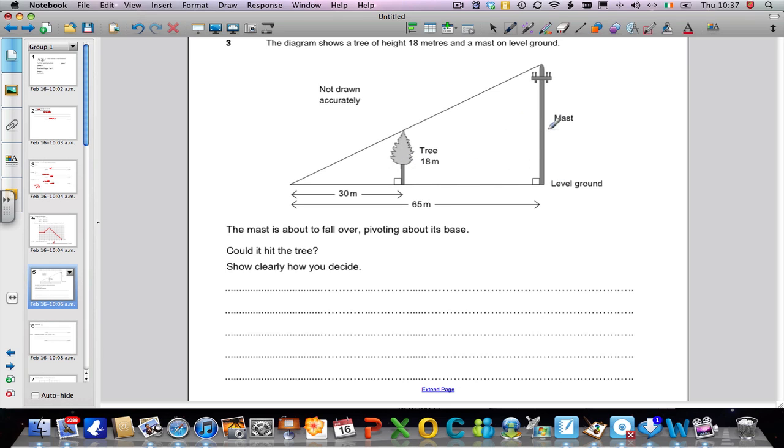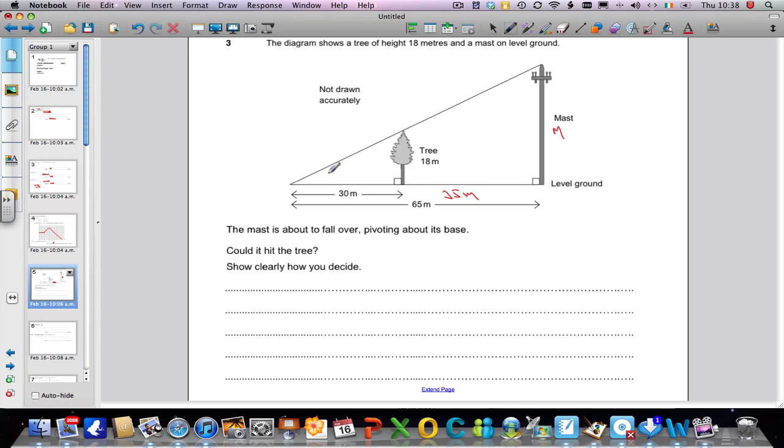So essentially, I need to know how tall this mast is. I'm going to call it M. And I need to see if this mast, if it falls over that way, is it going to be the distance, which is 35 meters? So I need to see, is that mast at least 35 meters tall? If it is, it could hit the tree.